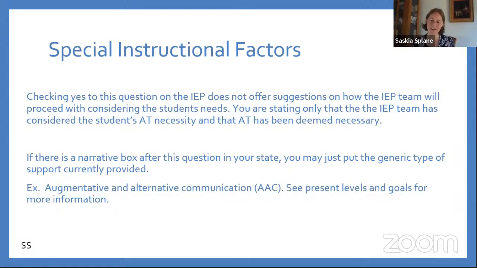So in special instructional factors are things like, is the student an English language learner? Is the student deaf or hard of hearing? It might ask about behavioral issues. It might ask about various other things. And in Tennessee, one of the questions that it asks is, is assistive technology necessary in order to implement the student's IEP? And in Tennessee, and I'm sure in other states, that box needs to be checked. If assistive technology is used, it needs to be checked. So it is the all important checkbox.